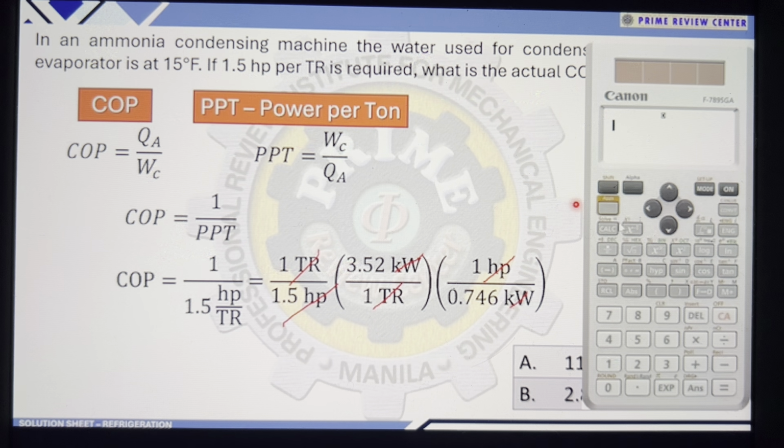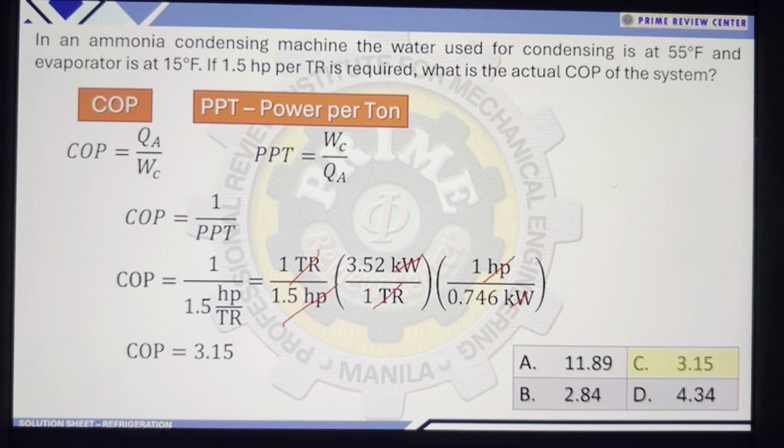Ang gagawin na lang, compute na lang yung COP para sa calculator natin. So, yung nasa taas, that is 3.52, divided by, then yung nasa baba naman is 1.5 times yung conversion nga natin na 0.746. So, simply press equals then FD for our COP. What we would get is 3.8. From the choices, ito yung letter C natin.